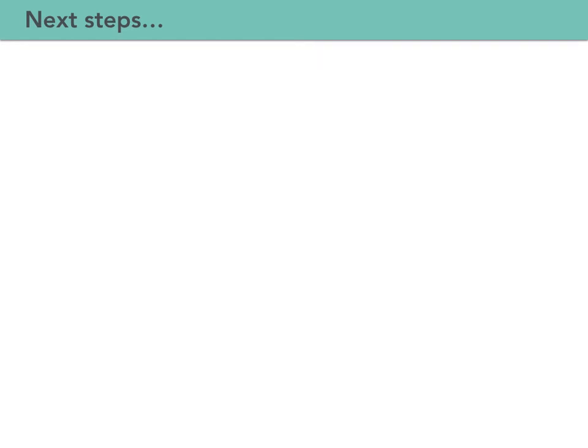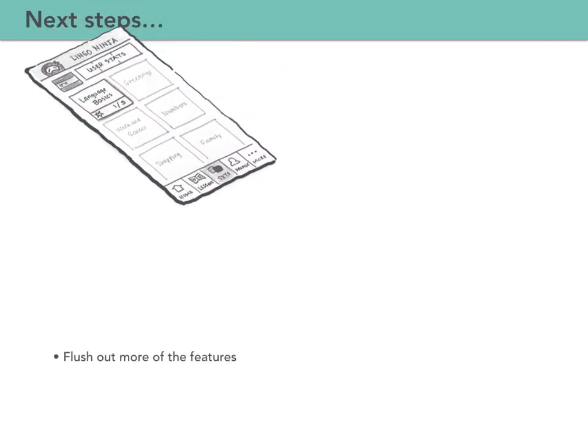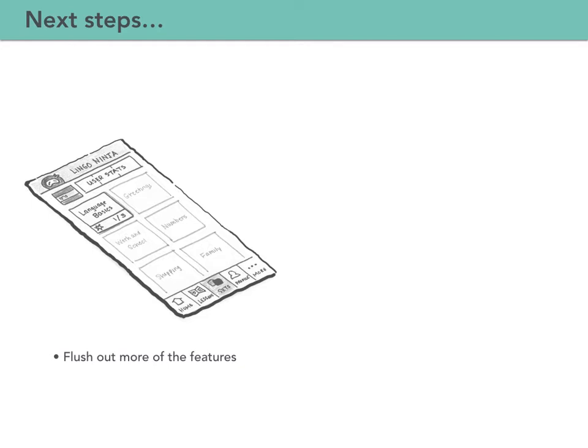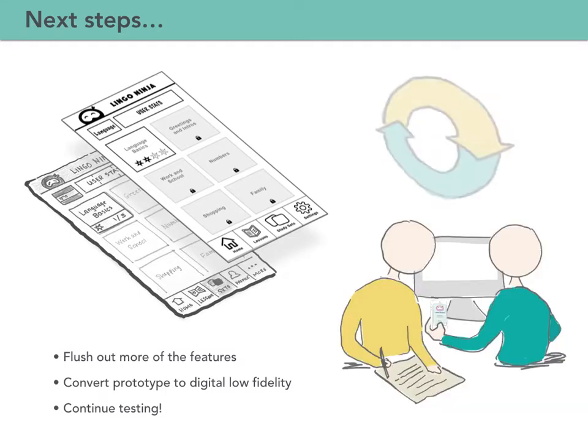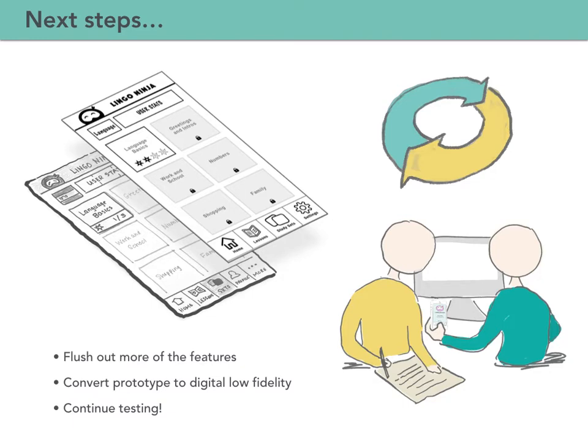The next steps are to flush out more of the features of the app, such as additional ways to generate study sets, as well as providing sample lessons. I would also update the prototype to a low-fidelity digital version, as opposed to sketches. This will help us to clean up the interface. And lastly, test, and more tests until we've met the goal of creating an awesome user experience.